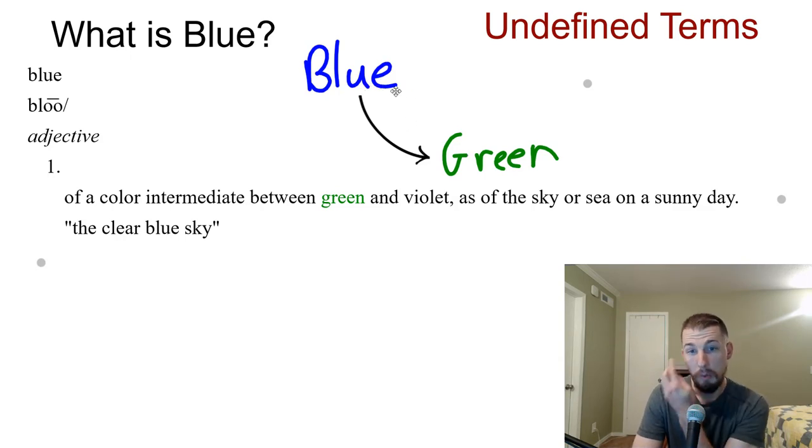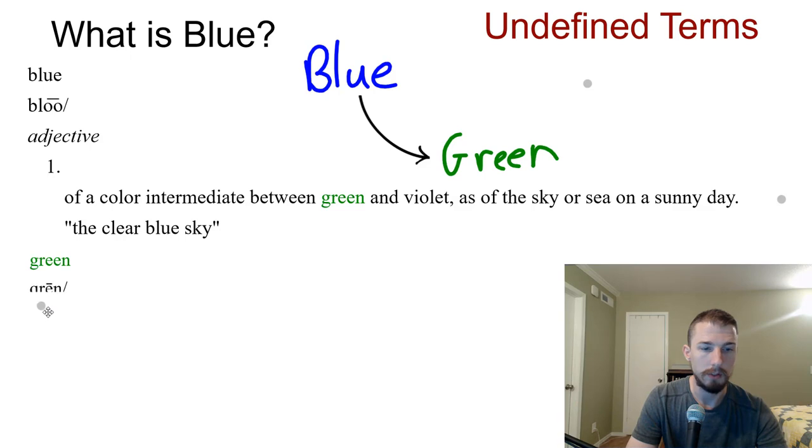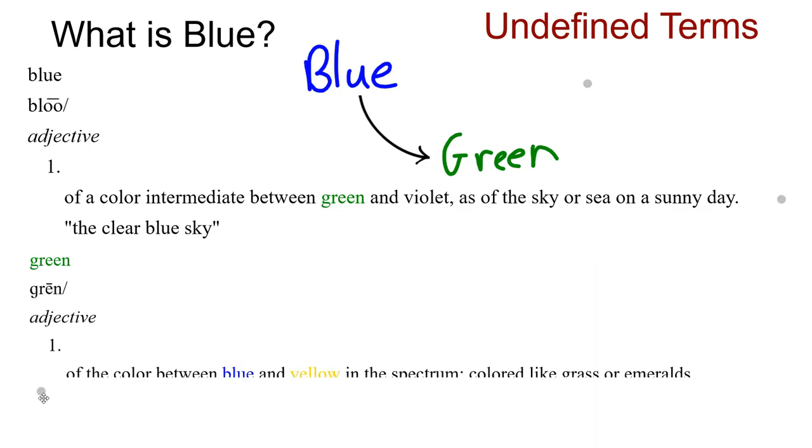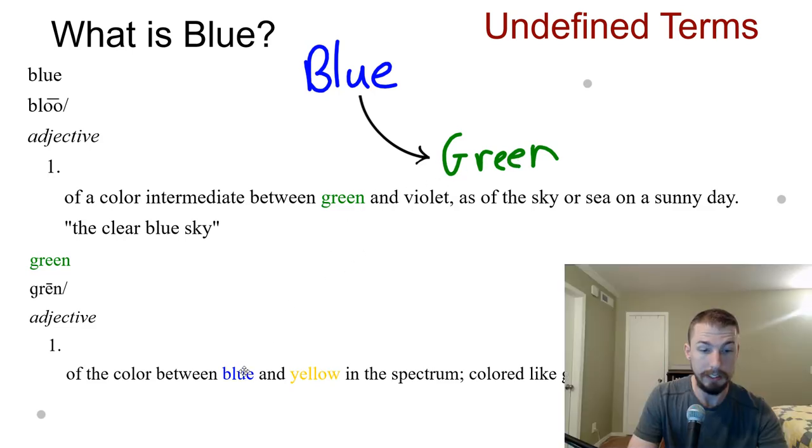But now we still want to know what blue is, so we look up blue. Blue tells us that it's related to green, so then we look up the definition of green. You see what's happening here? All right, well, green is the color between blue and yellow. So in trying to know what blue is, we had to look up green, and now that we know what green is, it tells us that it is between blue and yellow. You see the problem here?